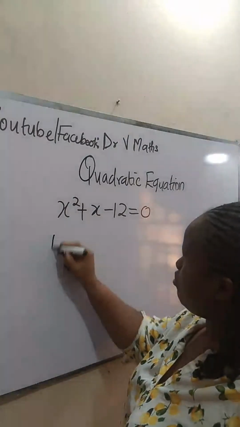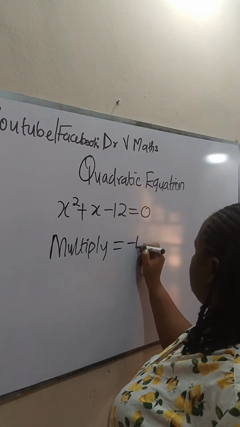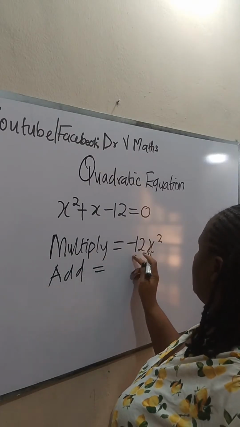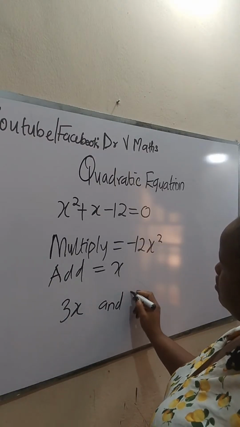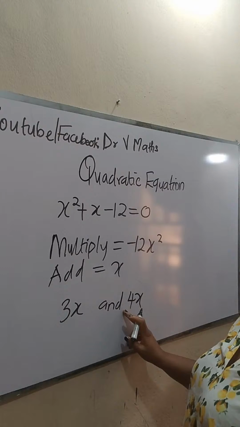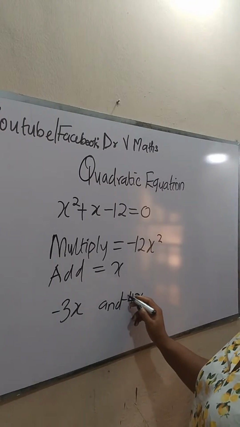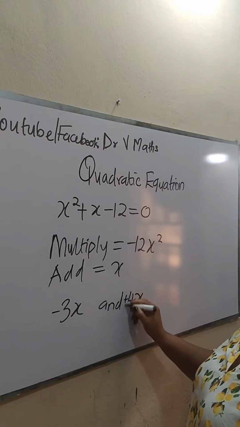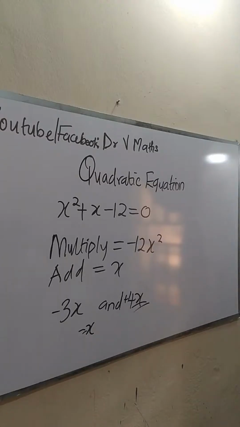Remember, we are multiplying to give us minus 12x squared, and we are adding to give us x. So we consider 3x and 4x. Now, minus 3 minus 4 will give us minus 7 and not this. If we do minus 3 plus 4, minus 3 plus 4 will give us x. All right, so this is what we are going to use.